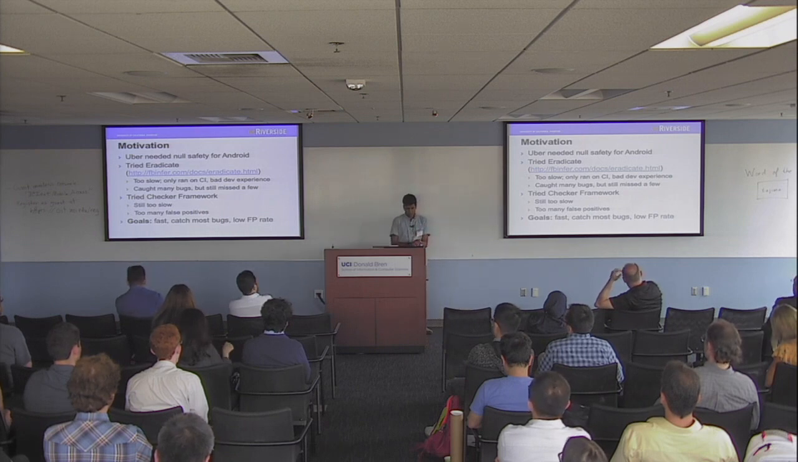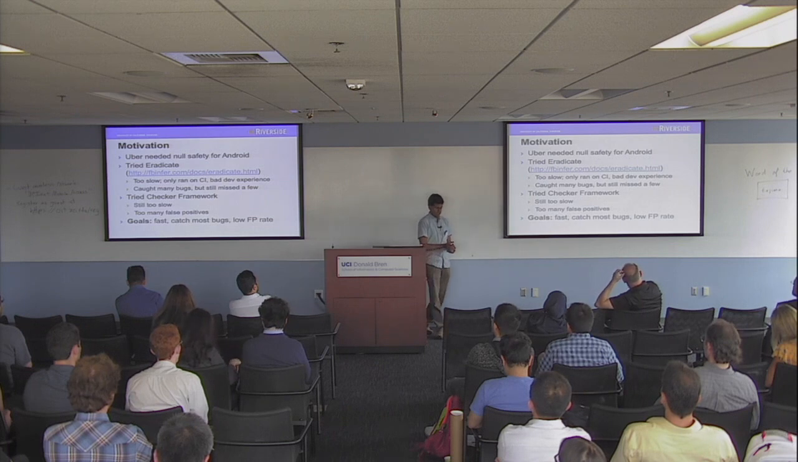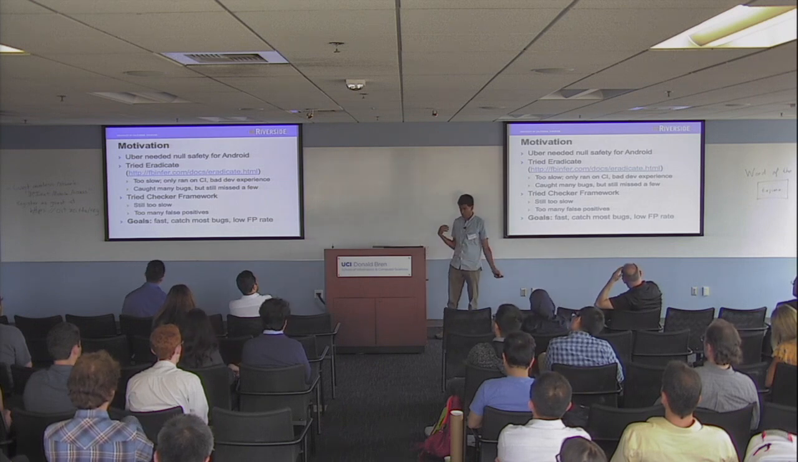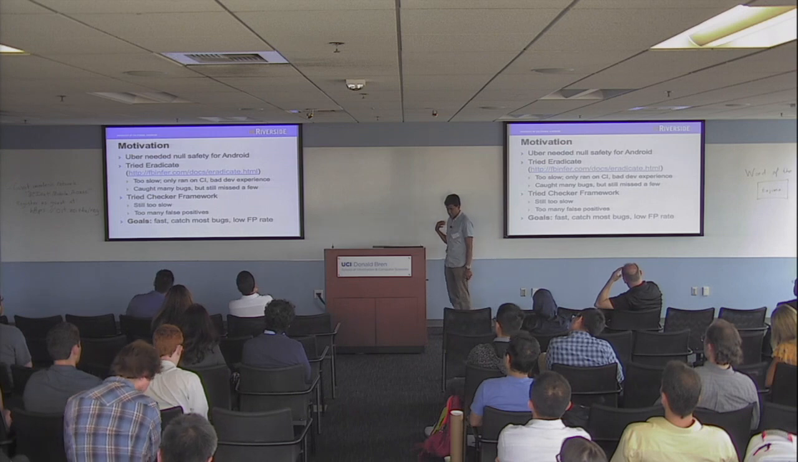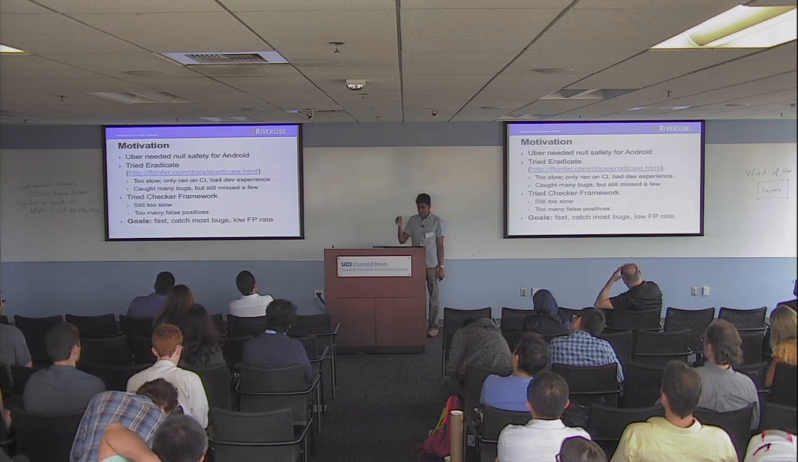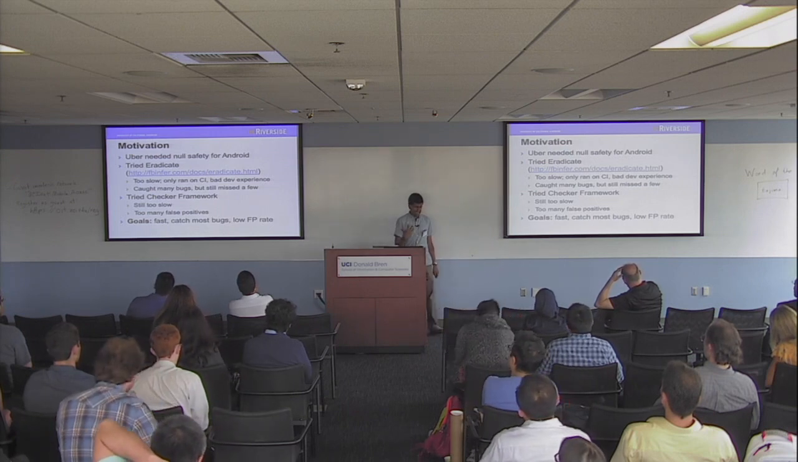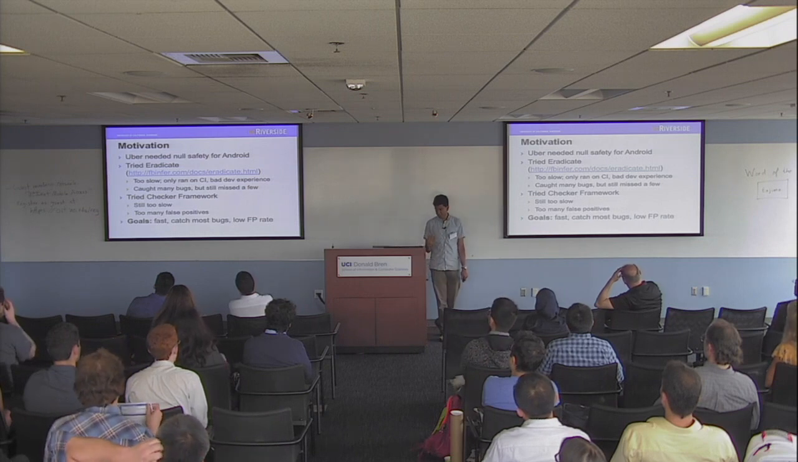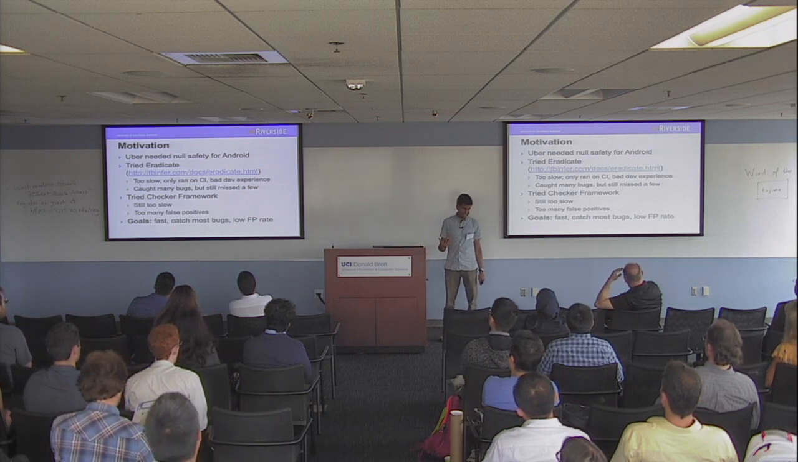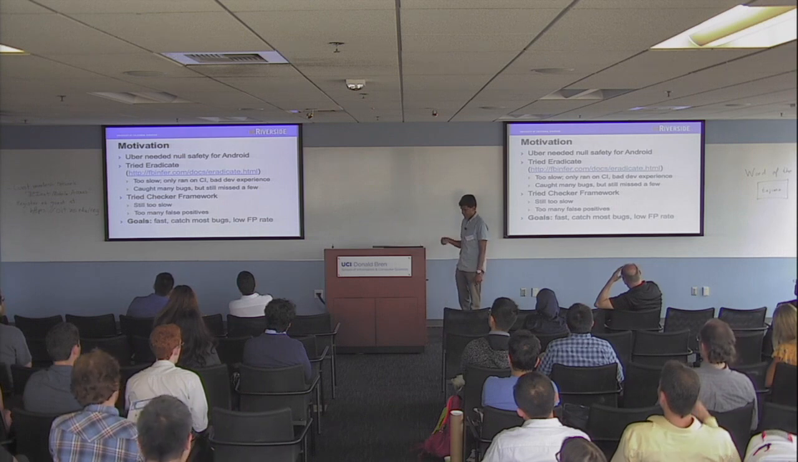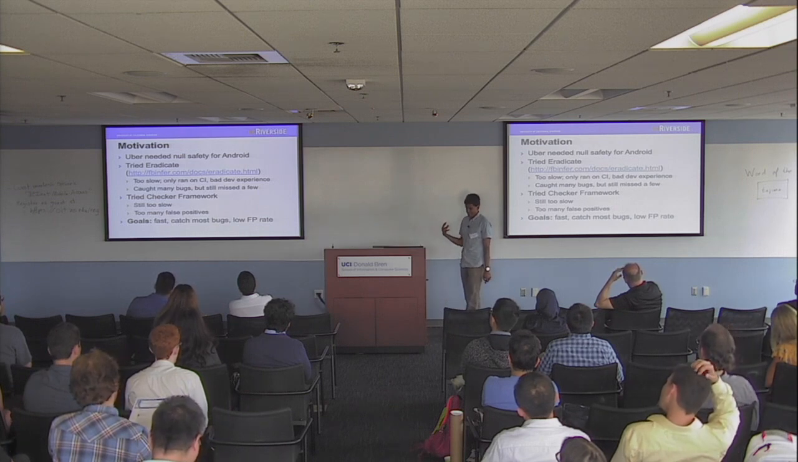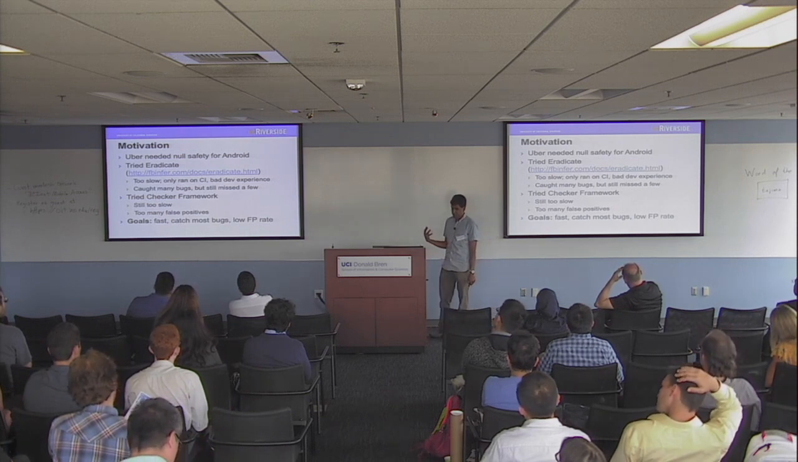So Uber needed null safety for Android. Null pointer exceptions were a huge cause of crashes in the Uber Android apps. So they tried a tool called Eradicate. This is a tool that's part of Facebook Infer. If you're familiar with that, it's a static analysis system from Facebook for finding bugs. And Eradicate is kind of a type-based approach to null safety.